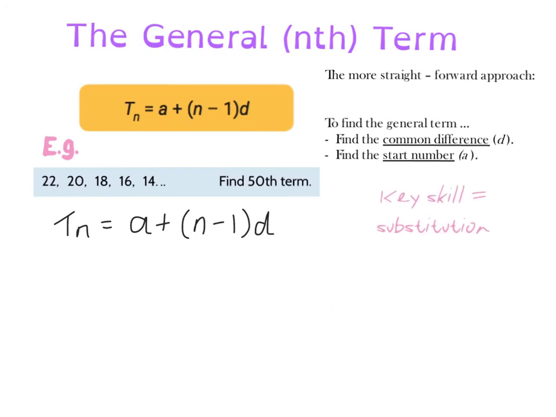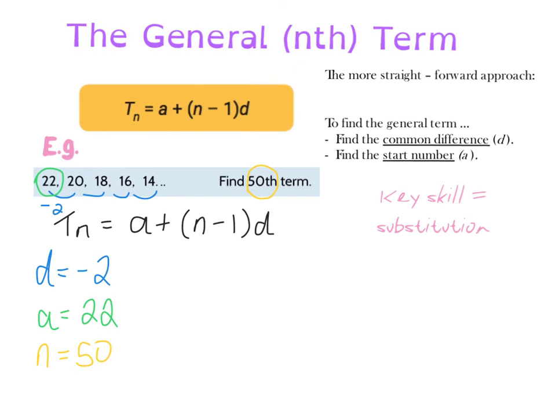So let's sub in. What is the common difference? Well, straight away it's minus 2, because I'm taking away 2 each time. So my D is minus 2, and my A, well, we know A is the start term, so A equals 22. And my N is the nth term. What am I looking for? And we know that this is 50. So N is 50. And now I can sub into my formula.